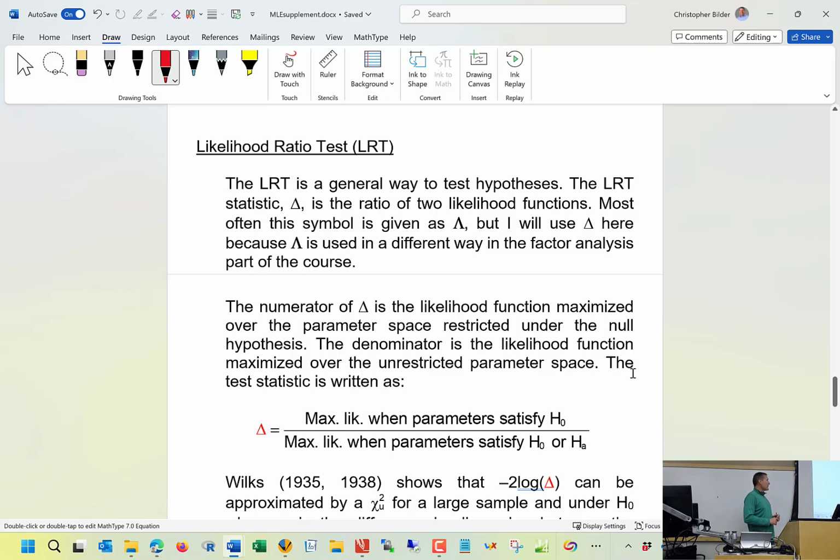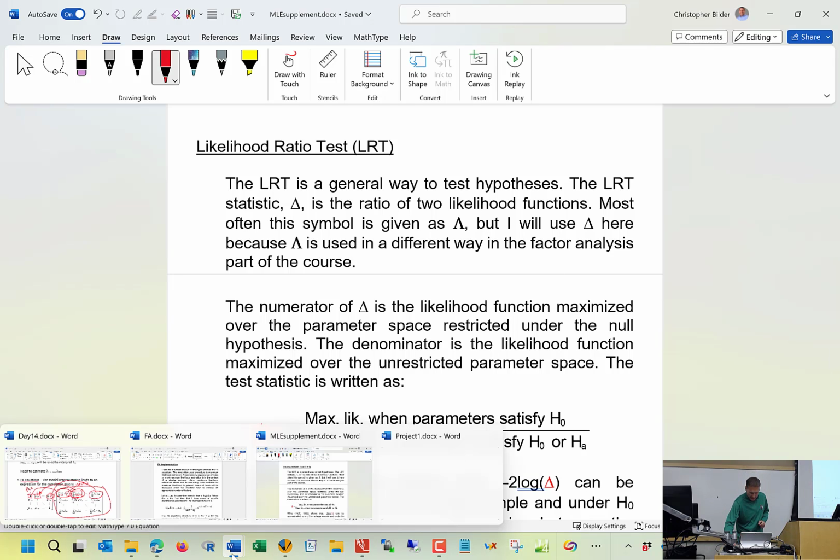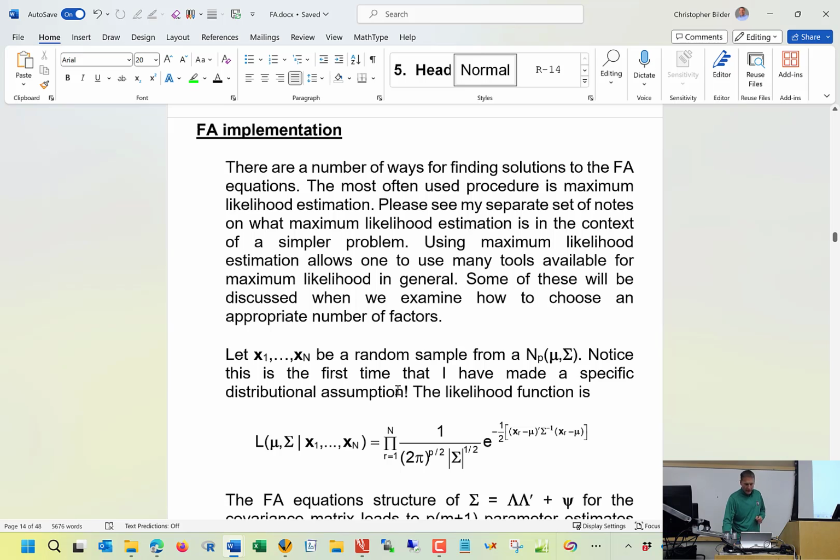Also in these set of notes, I have a little bit of a subsection on likelihood ratio tests. We will come back to that. But for now, let me go back to the main part of the notes.